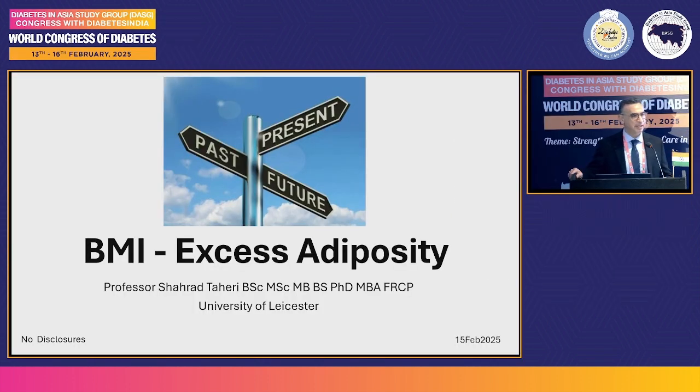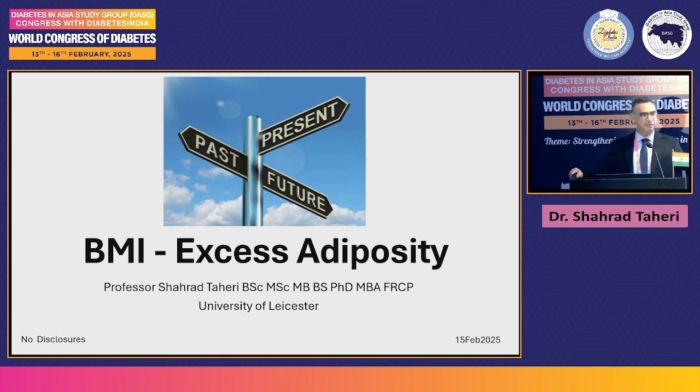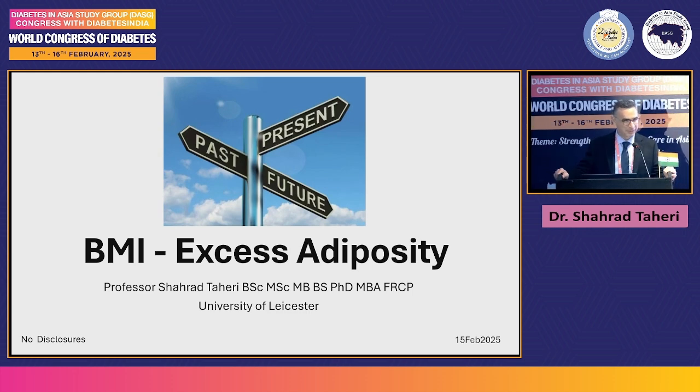The present is your patient comes in, BMI of 26.5, okay? Has got fatty liver, so they have excess adiposity. Can you give them tirzepatide? No, because that's not the indication of tirzepatide. So currently in the environment that we're in, BMI is really important. But of course, it doesn't tell us about the pathophysiology.